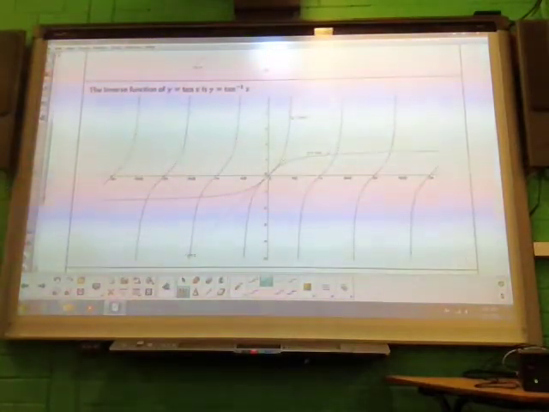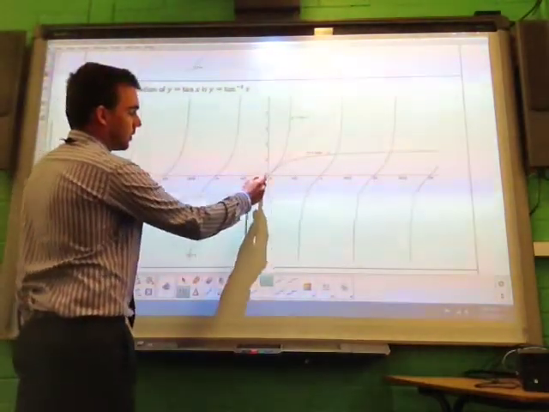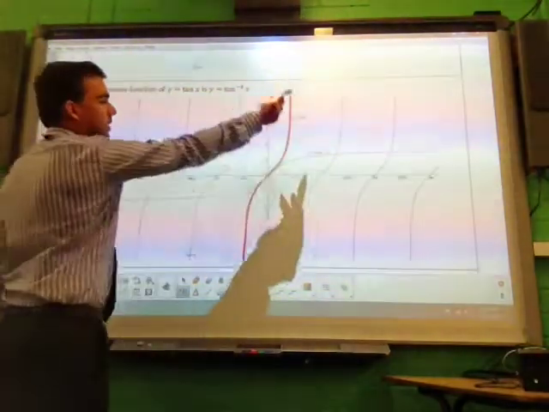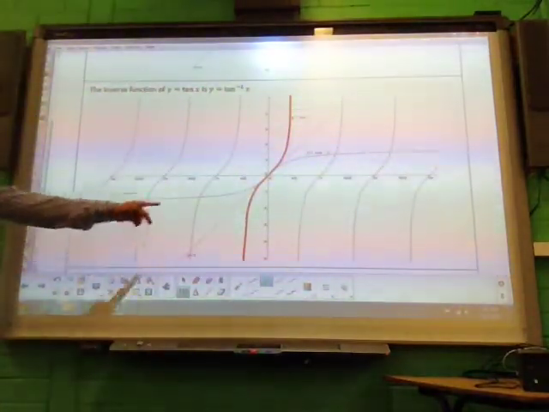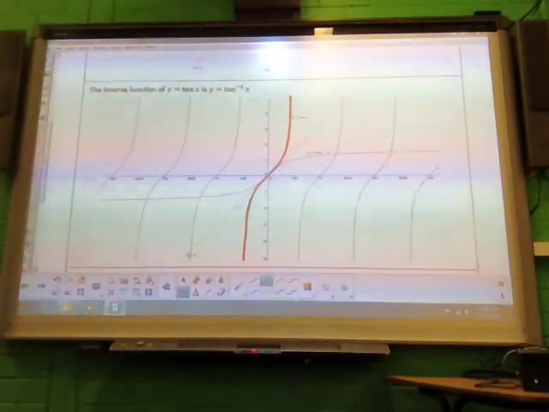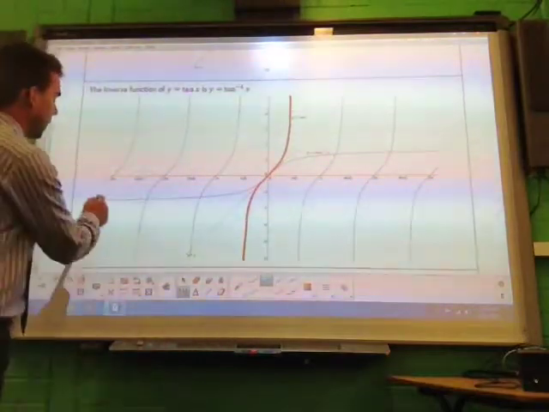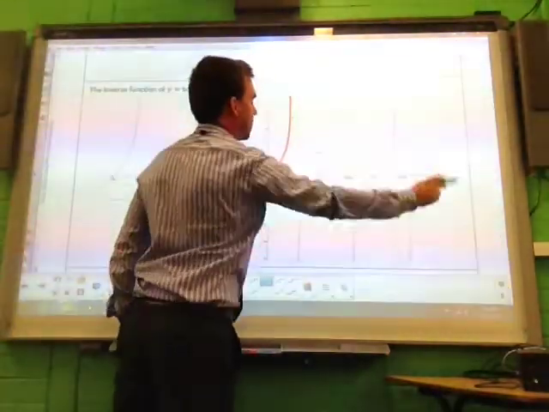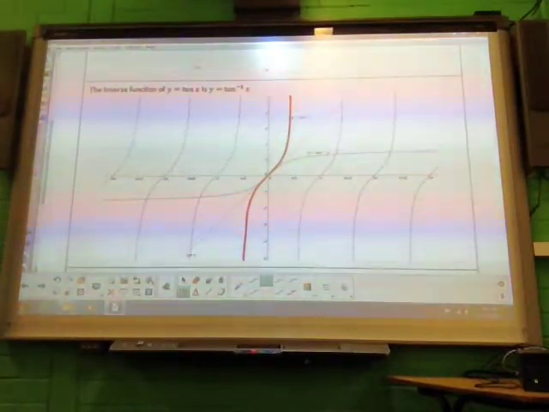Now tan is slightly different again, because if we take the section here of tan and reflect it on the line y equals x, it's still going to be a function. We're going to satisfy the vertical line test just for that section between the asymptotes, and we fold it over, and we're going to get our tan inverse of x going that way. So that's the summary of inverse functions.